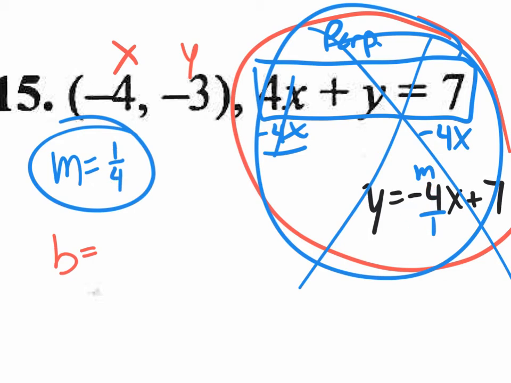Once you have the slope and you have a point, you could plug it all into either point slope form or slope intercept form. Do you guys want to try point slope, or do you guys want to keep going with slope intercept? Point slope.